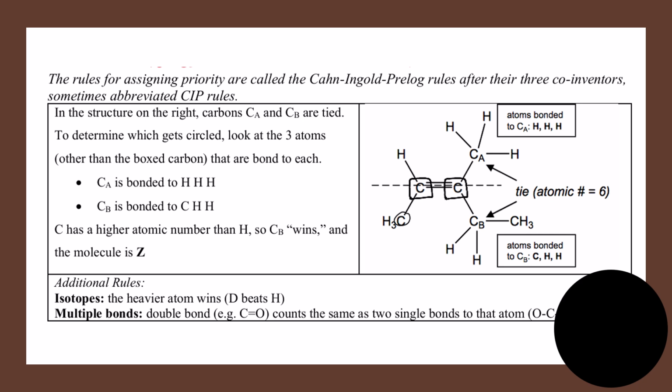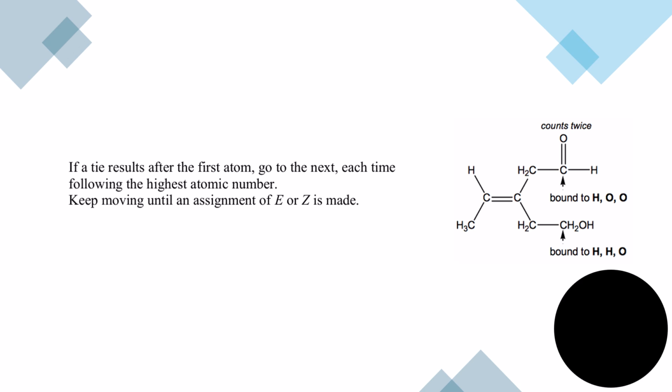Additionally, if you have multiple bonds, like a carbon double bonded to an oxygen, this is going to count as a carbon single bonded to two oxygens. So you'd count the oxygen twice. If a tie results after the first atom, go to the next, each time following the highest atomic number. Keep moving until an assignment of E or Z is made. As you can see by the example, the carbon double bonded to the oxygen counts twice when assigning priorities. So that's why this side has higher priority than this side.